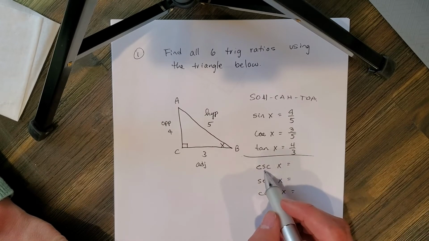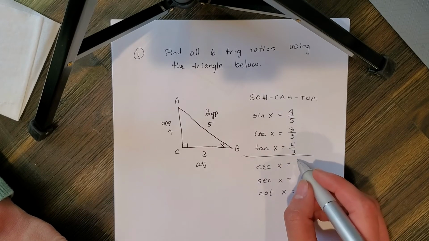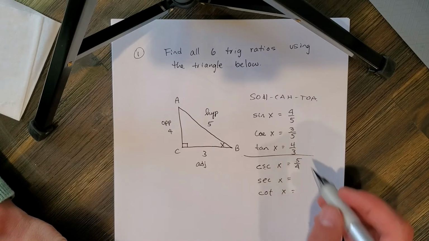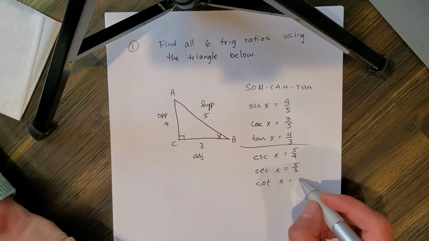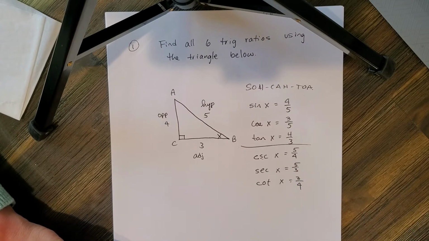Okay, so the reciprocal of sine, so that's 4 over 5, so we just write 5 over 4. Okay, and I could just go down the list. It's going to be 5 over 3, and then 3 over 4. That's it. Okay? Very simple.